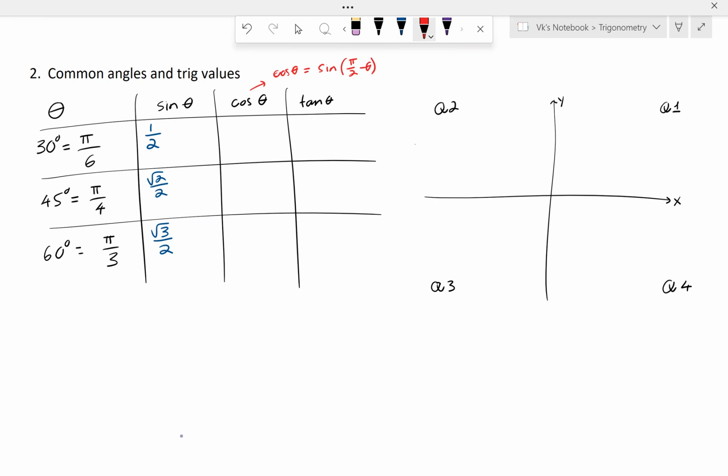Well, we just have to reverse the order. Cosine of pi over 6 is sine of pi over 3. And we get root 3 over 2, root 2 over 2, 1 over 2. Very cool, huh? Tangent is sine over cosine. So 1 over root 3, or you can rationalize it to get root 3 over 3, 1, and root 3. Pretty cool table.